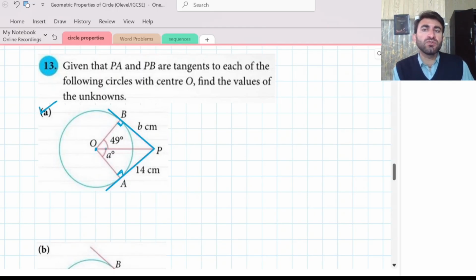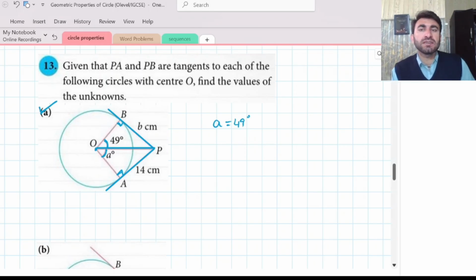Now, in order to find the value of A, because we know angle A is over here, according to one of the symmetric properties, we know the line segment joining center with the point of intersection of tangent, it basically bisects the angle over here. So if it is 49 over here, the angle A is also 49, and that is directly from the symmetric properties.